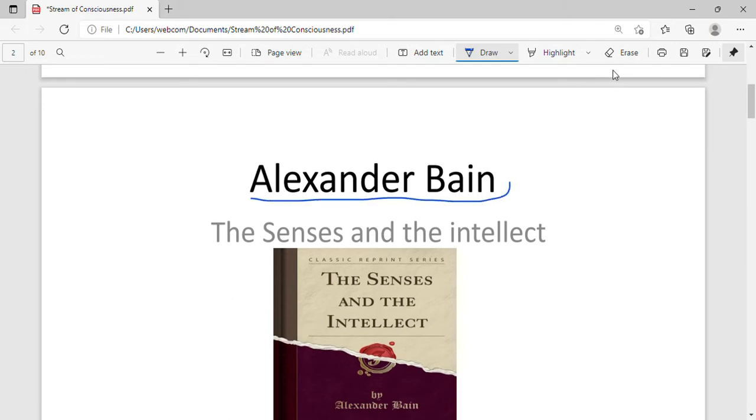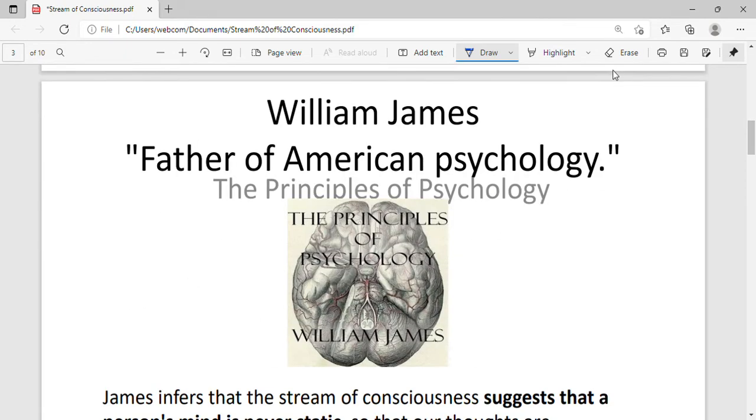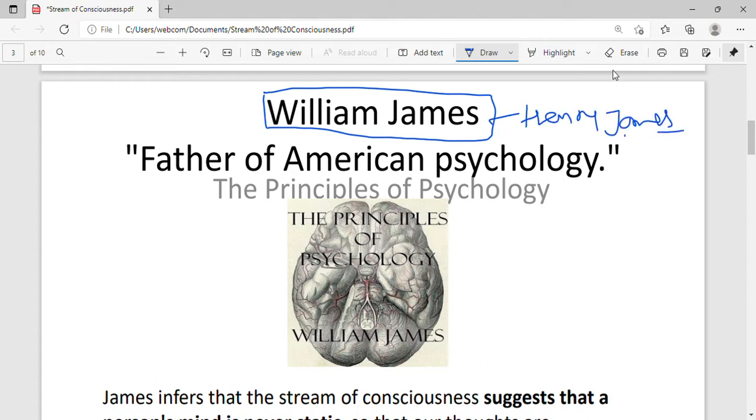Alexander Bain was the first one to coin this term, but the credit is most of the time given to William James. Bain's work, The Senses and the Intellect, came out in 1855. William James, who is credited with this term, was the brother of Henry James, the American writer very famously known for his work The Portrait of a Lady. Isabel is the main character there. When this novel was published, you can let me know in the comment section below. William James is also known as the father of American psychology.